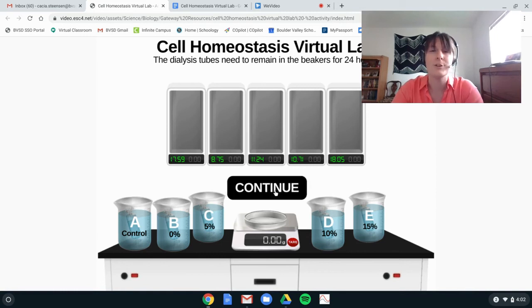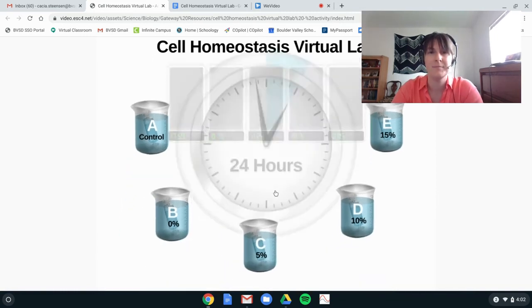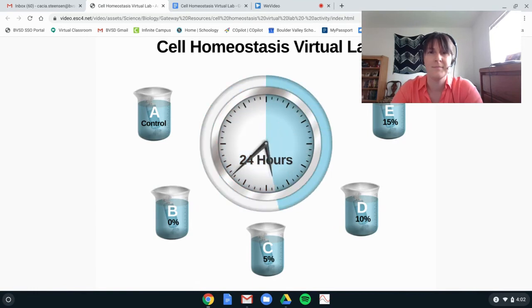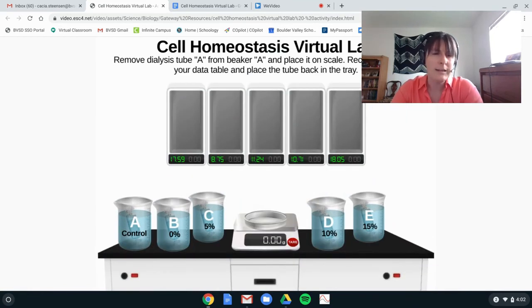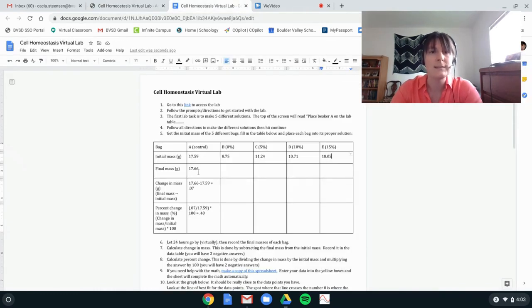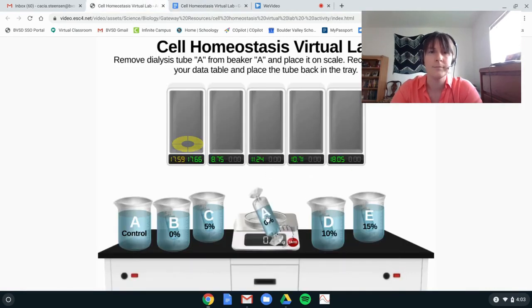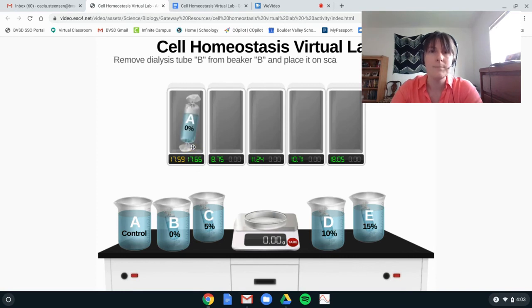Now I'll wait 24 virtual hours. All right, so now I need to see if there's been any change in the mass of my dialysis tubing, because that will tell me how much water has crossed the membrane represented by the dialysis tube. So let's start with beaker A. Seems like my final mass is 17.66. Let's put that into my data table. 17.66, already done for me. Awesome. Let's keep going.